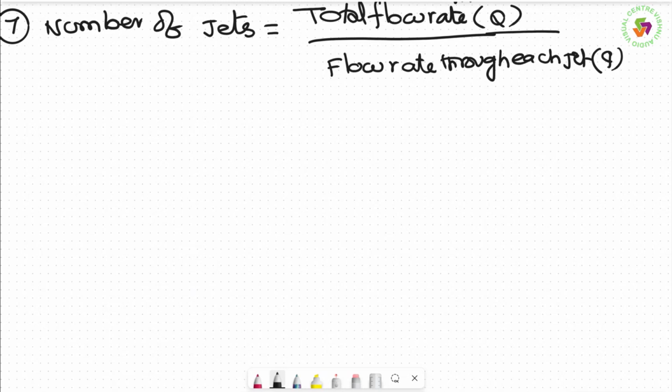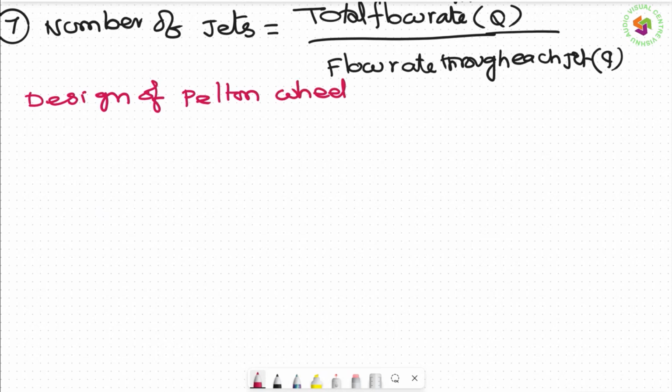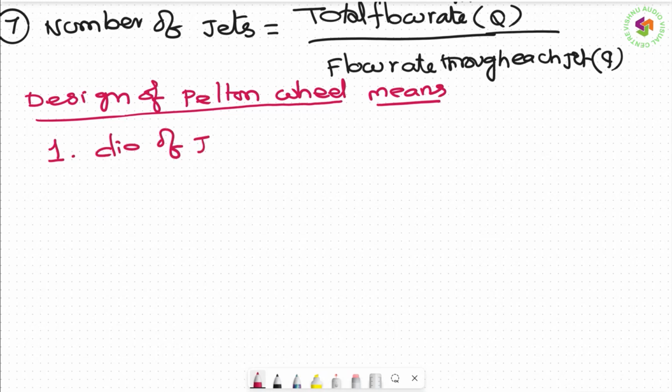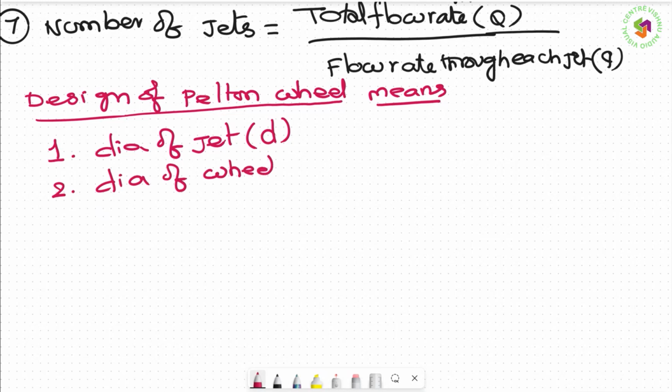So come to the conclusion point. What do you mean by the design of Pelton wheel? Design of Pelton wheel is all this above only, but I will put it in order. Design of Pelton wheel means what we need to find out. Number one, we will be asked to find the diameter of jet. From the given data, you should be able to calculate the diameter of jet. Then you need to calculate the diameter of wheel, which I have already given at the top. This is the second point they will ask.